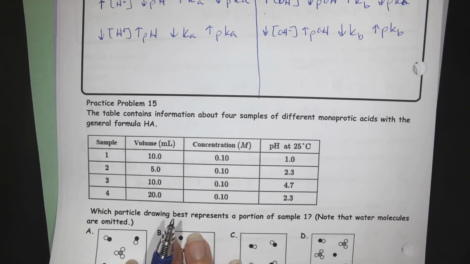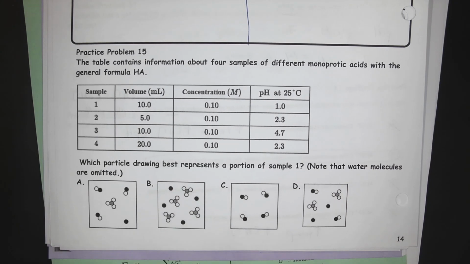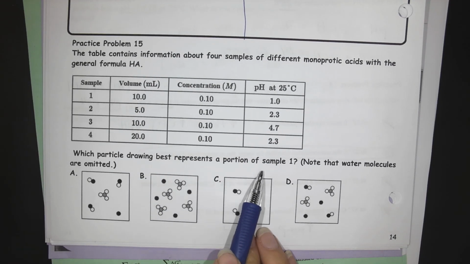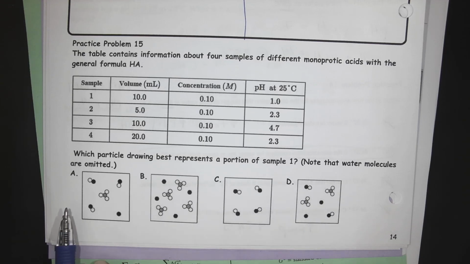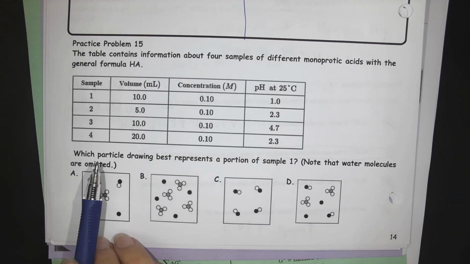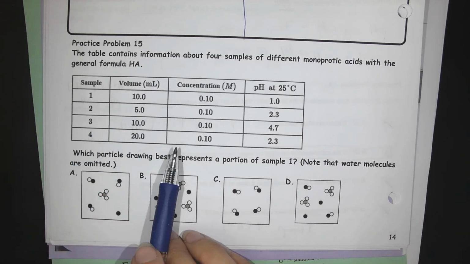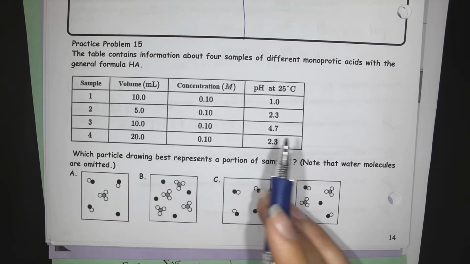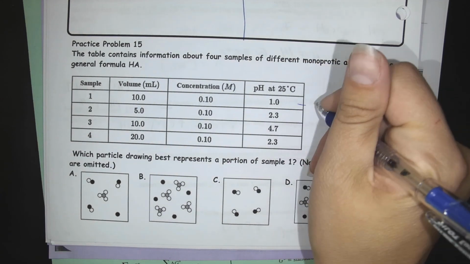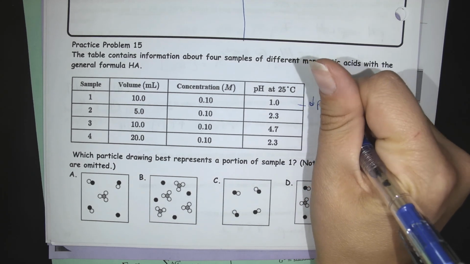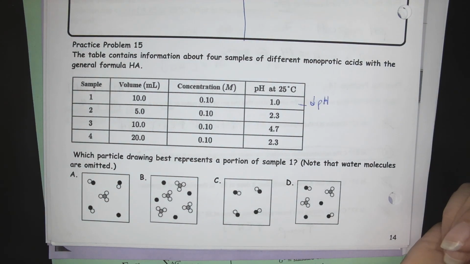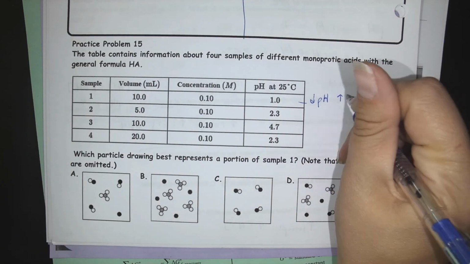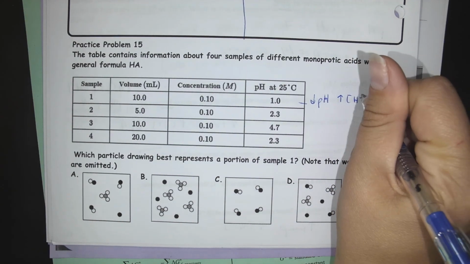All right, great. So if we look at this practice problem, it says, which particle drawing best represents a portion of sample 1? Note that water molecules are omitted. So if we look at sample 1, the concentration is the same as the other samples, but it definitely has a lower pH. Well, a lower pH would mean that it's got a higher concentration of H+.